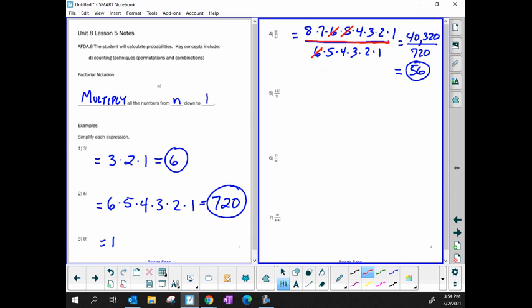The 5 on top will cancel out the 5 on the bottom. The 4 on top will cancel out the 4 on the bottom. The 3 on top will cancel out the 3 on the bottom, the 2's will cancel out, and the 1's will cancel out. And all we're left with is 8 times 7, and 8 times 7 is 56. So it's a simpler way of getting to that answer without having to multiply all of those numbers together. Because when you start to get bigger numbers with factorial, they get bigger really quickly. Okay? You saw 6 factorial was only 720. By the time we go to 8 factorial, it's already over 40,000.